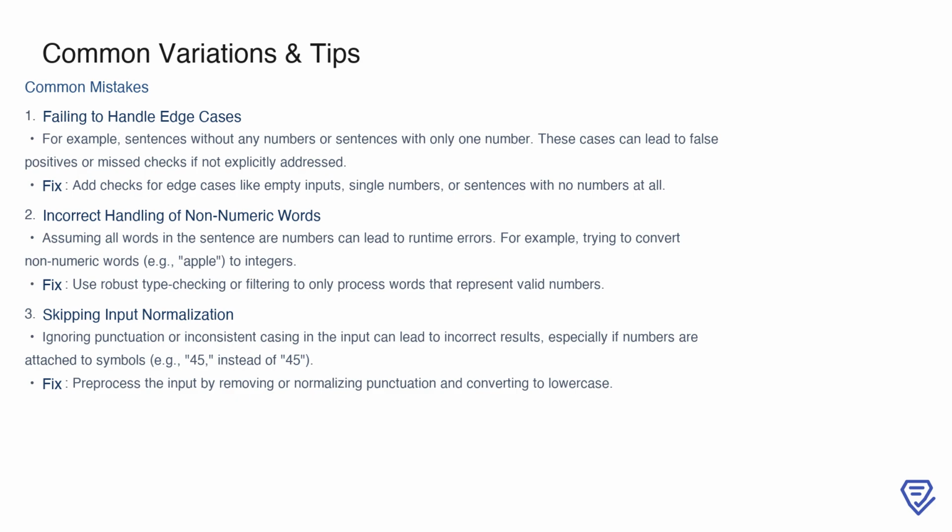One frequent oversight is failing to handle edge cases properly. For example, if the sentence doesn't contain any numbers, or only has one number, it's easy to miss these scenarios during implementation. To avoid this, make sure to explicitly check for empty inputs, single numbers, or sentences without numbers at all. Another mistake is incorrectly handling non-numeric words. If the code assumes every word is a number, it could fail when encountering something like apple or other non-numeric text. To address this, use robust type checking or filtering mechanisms to ensure only valid numbers are processed.